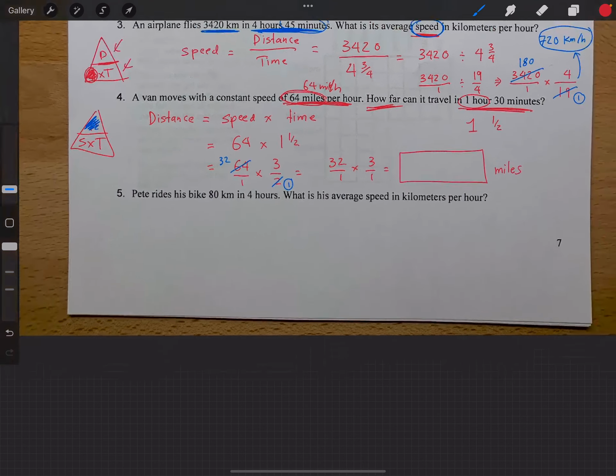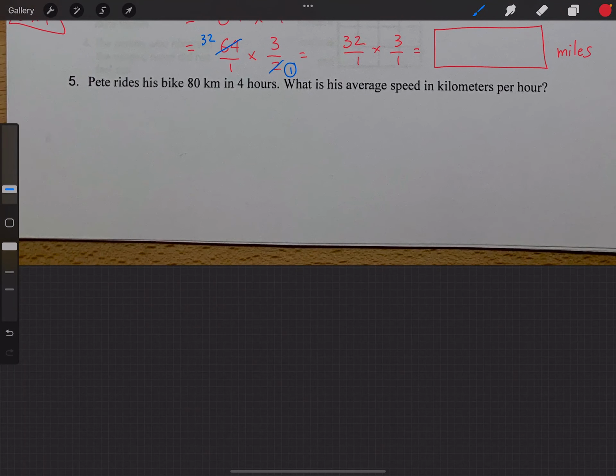Okay. Now question 5 says Pete rides his bike 80 kilometers in 4 hours. What's his average speed in kilometers per hour? So they want to know how far in kilometers does he travel in 1 hour.